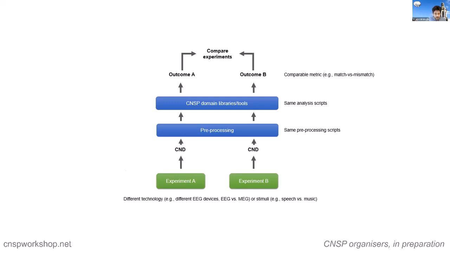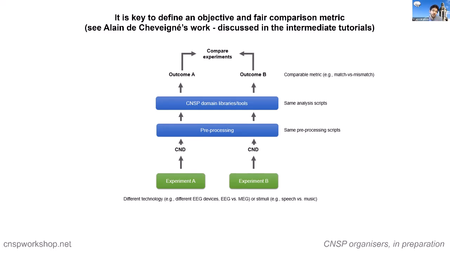So why is this useful? There are just a couple of things that I'd like to mention. For example, imagine having 2 different experiments, so 2 different data sets. You can run these data sets in CND format through the same pipeline, same preprocessing, same analysis, TRF, CCA, whatever you want that is available, and you get an outcome for each of these data sets, and then you can compare them. So it is key to define an objective and fair comparison metric.